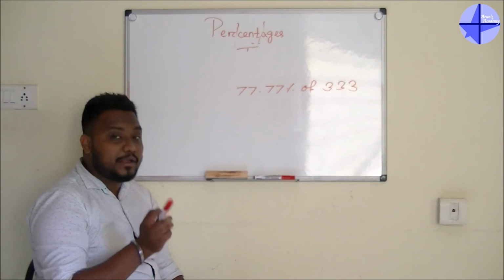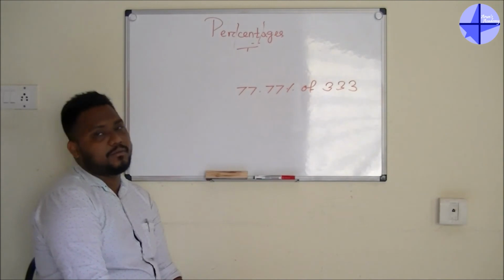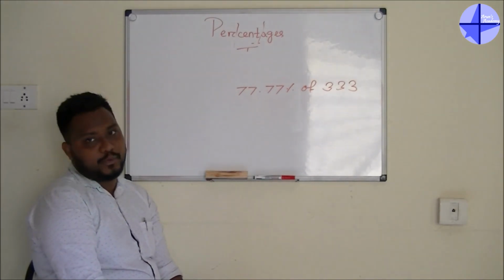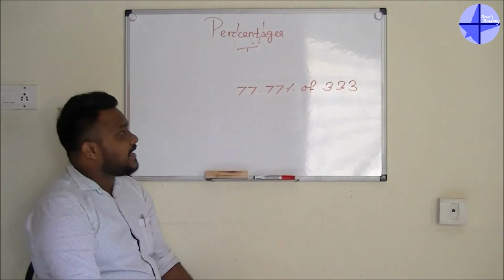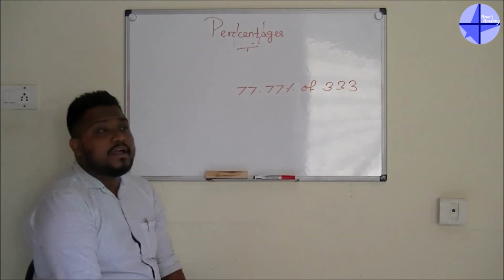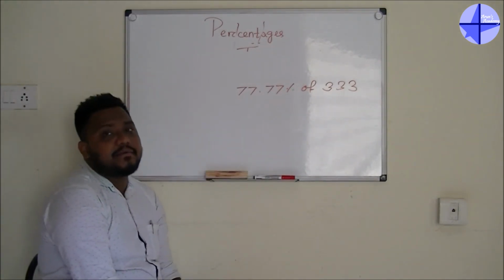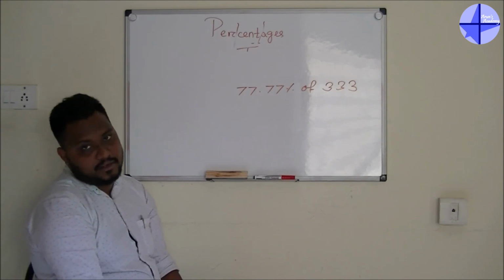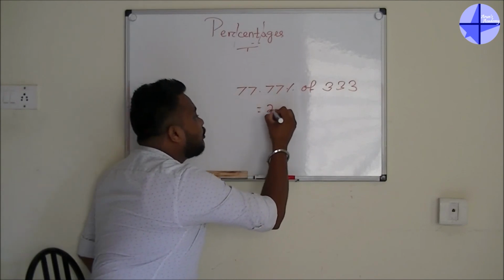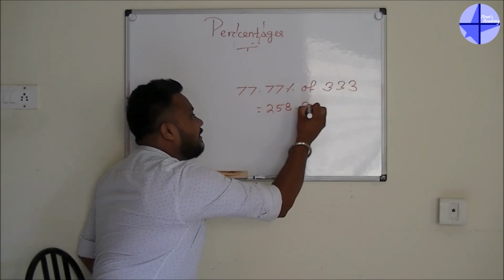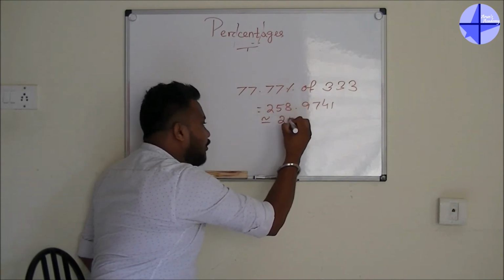I am not saying it will take only 5 seconds. It may take more, but your mind should not say it is not possible. Guys, don't think in that way. Think it is possible. Whenever they give you this kind of point value, they will ask you to find the approximate value of 77.77% of 333. I know if you use the calculator, you will get the answer as 258.9741, so the approximate value is 259.